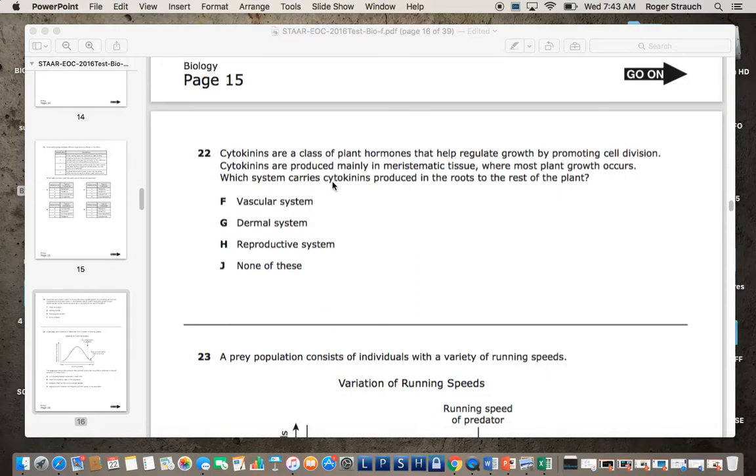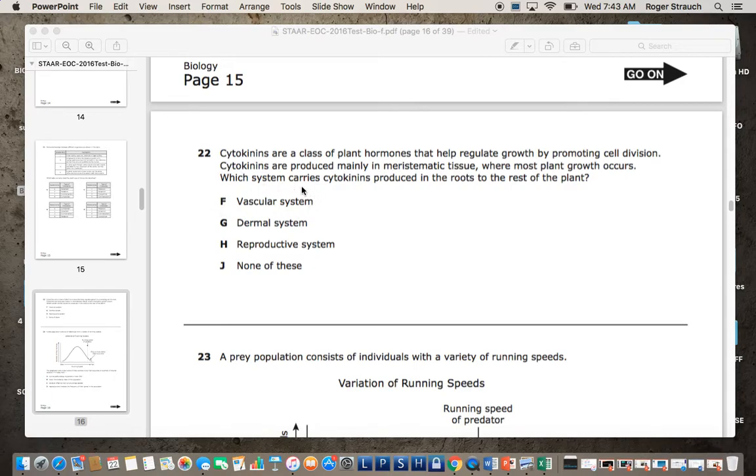So this one, cytokinins are a class of plant hormones. Yes, plants have hormones as well, and we'll talk more about that on Thursday. They help regulate growth by promoting cell division. Cytokinins are produced mainly in meristematic tissue where most plant growth occurs. Which system carries cytokinins produced in the roots to the rest of the plant? If these are being produced in the roots, what system is going to help them get to where they need to go? Basically, this is asking, what is the transport system for a plant?